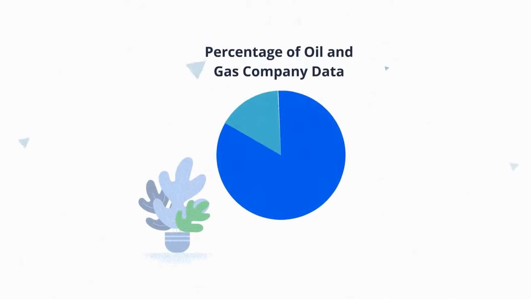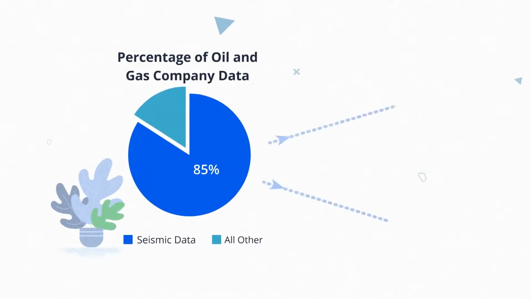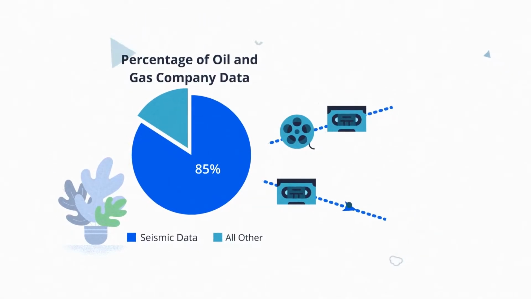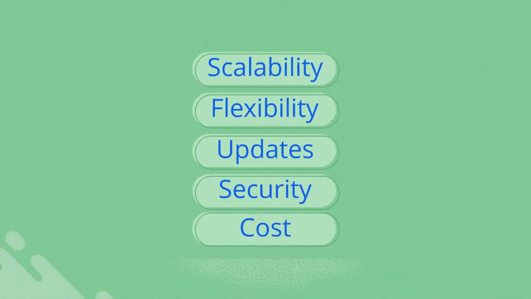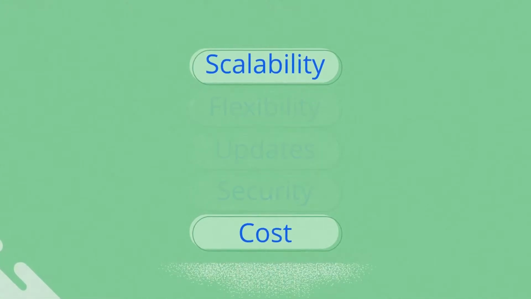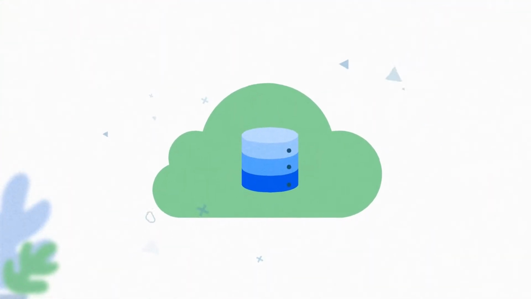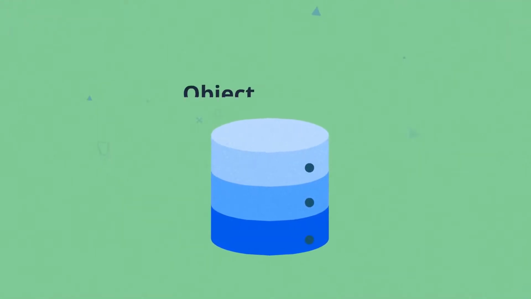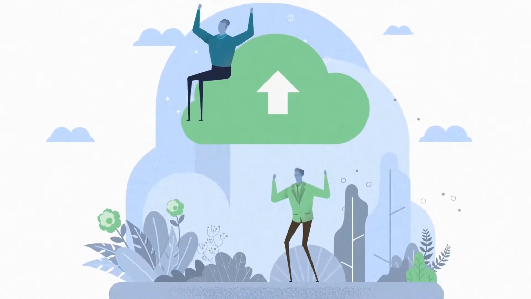Typically, 85% of an oil and gas company's total data is seismic data, stored in different formats, both offline and online, across multiple locations. Scalability and cost are factors to consider while moving subsurface data to the cloud. One of the popular and effective cloud storage options is object storage, which can handle massive libraries of data, while adding more capacity does not degrade performance.